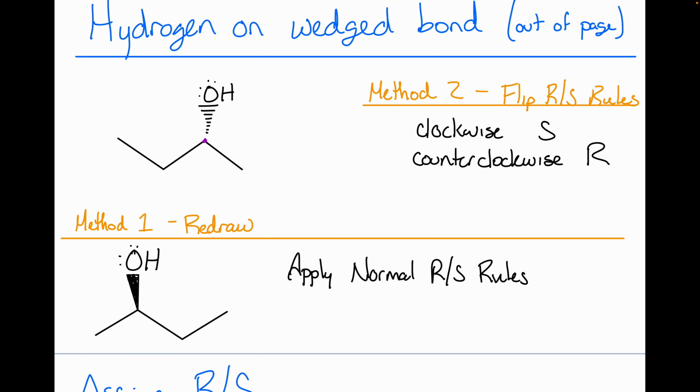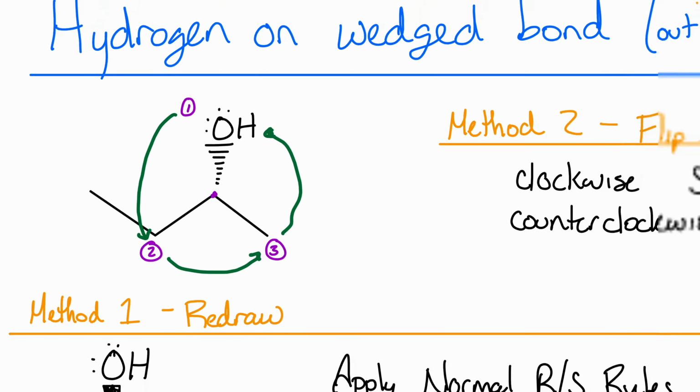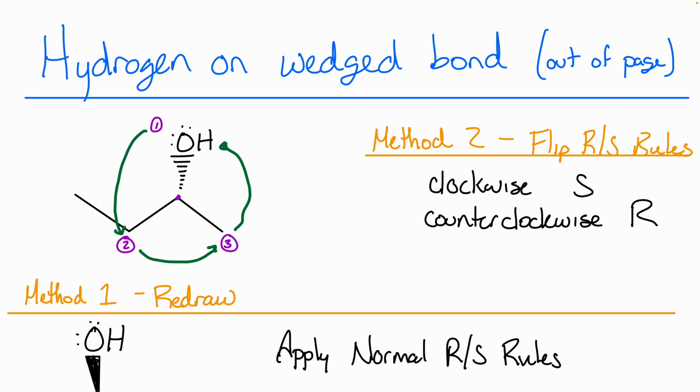All right? So now when I go through and assign my priority, again, that oxygen's priority 1, that ethyl carbon is priority 2, and that methyl carbon is priority 3, I'm going to connect these in that counterclockwise direction. But since my hydrogen is pointed in the wrong direction, it's pointed out of the page, I'm going to flip my RS rules. So now counterclockwise is that R stereoisomer.